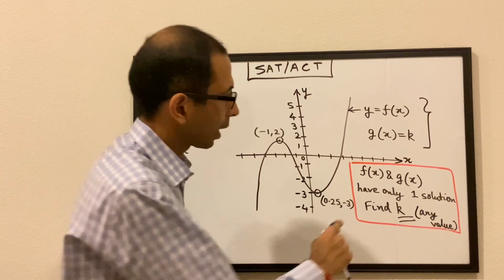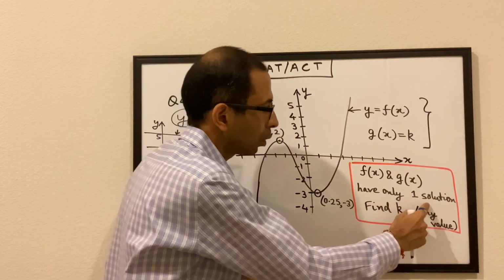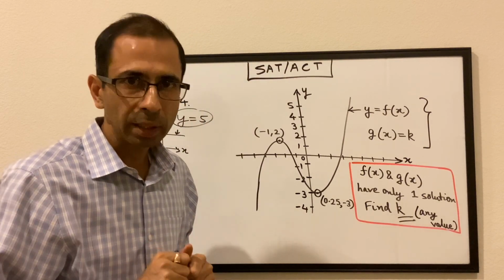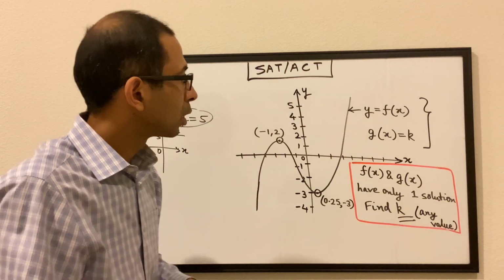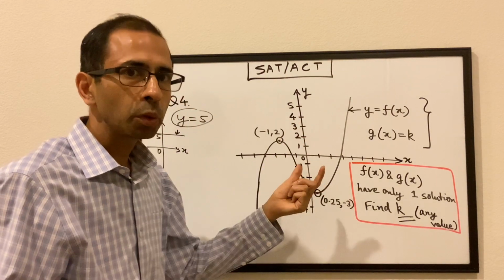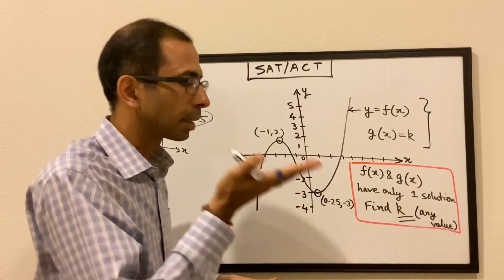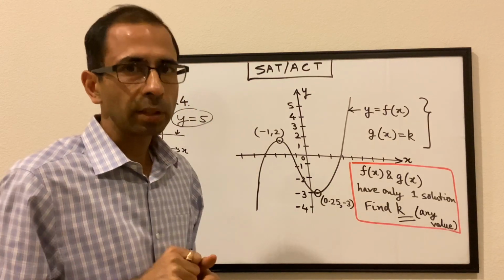The second thing is that for any two functions to have one solution, what does it mean? It means that they should have only one point of intersection, correct? One solution means only one point of intersection. So essentially the question boils down to which could be that horizontal line, such that that horizontal line and this function will have only one point of intersection.